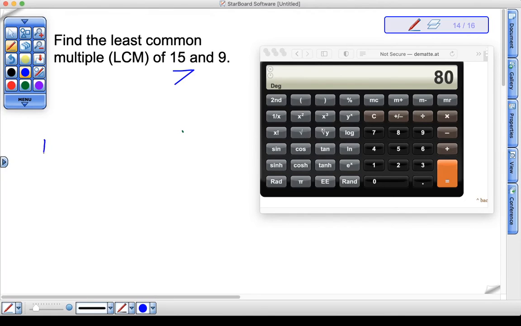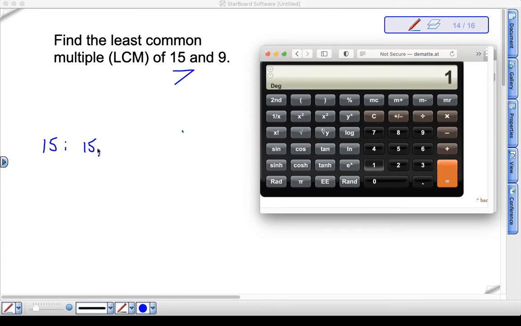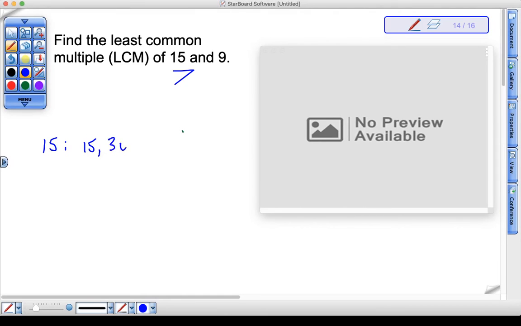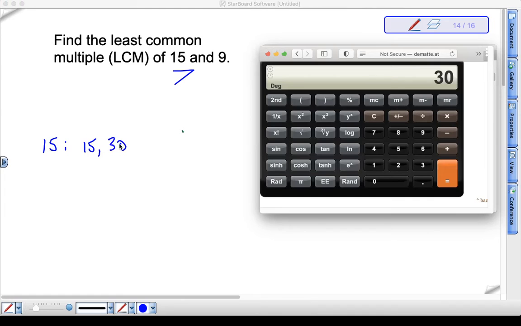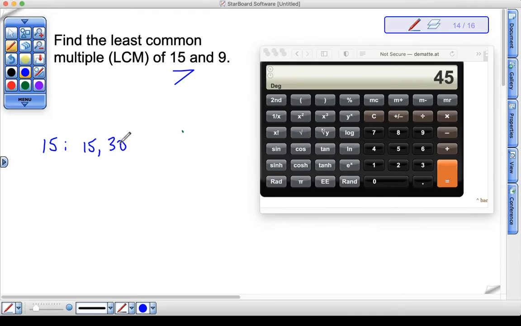So with 15, my first number is going to be 15. And let's go to the calculator here. If I put in 15 plus another 15, I get an answer of 30. So I'm going to write that down. I don't know why it's switching over with that. So 30, and if I do plus 15 again, I get an answer of 45. So I can put in a 45 as my next number.